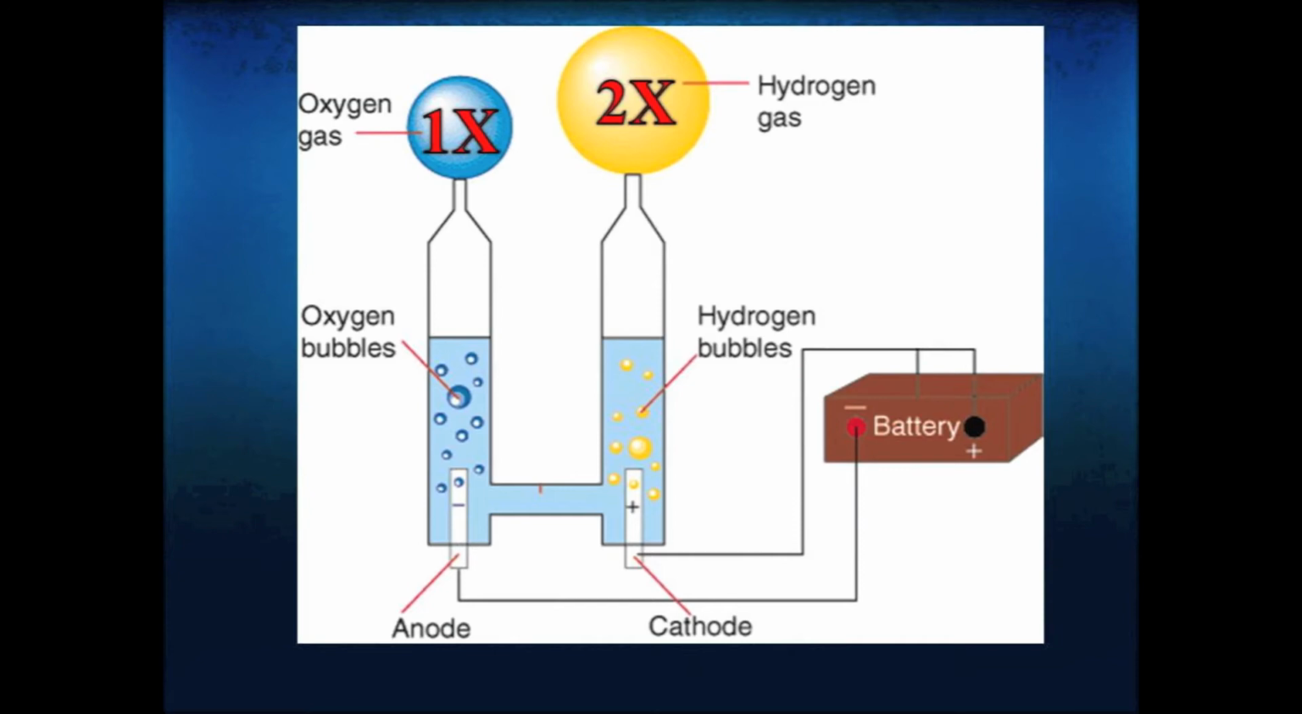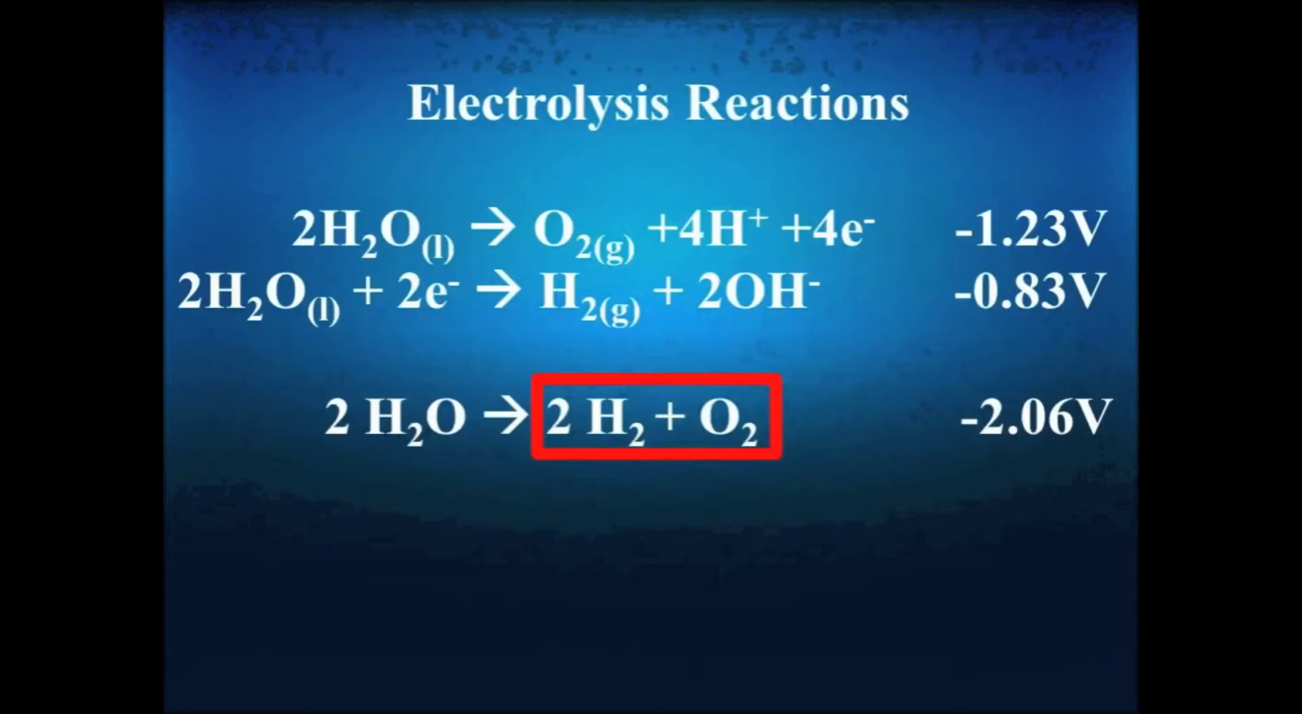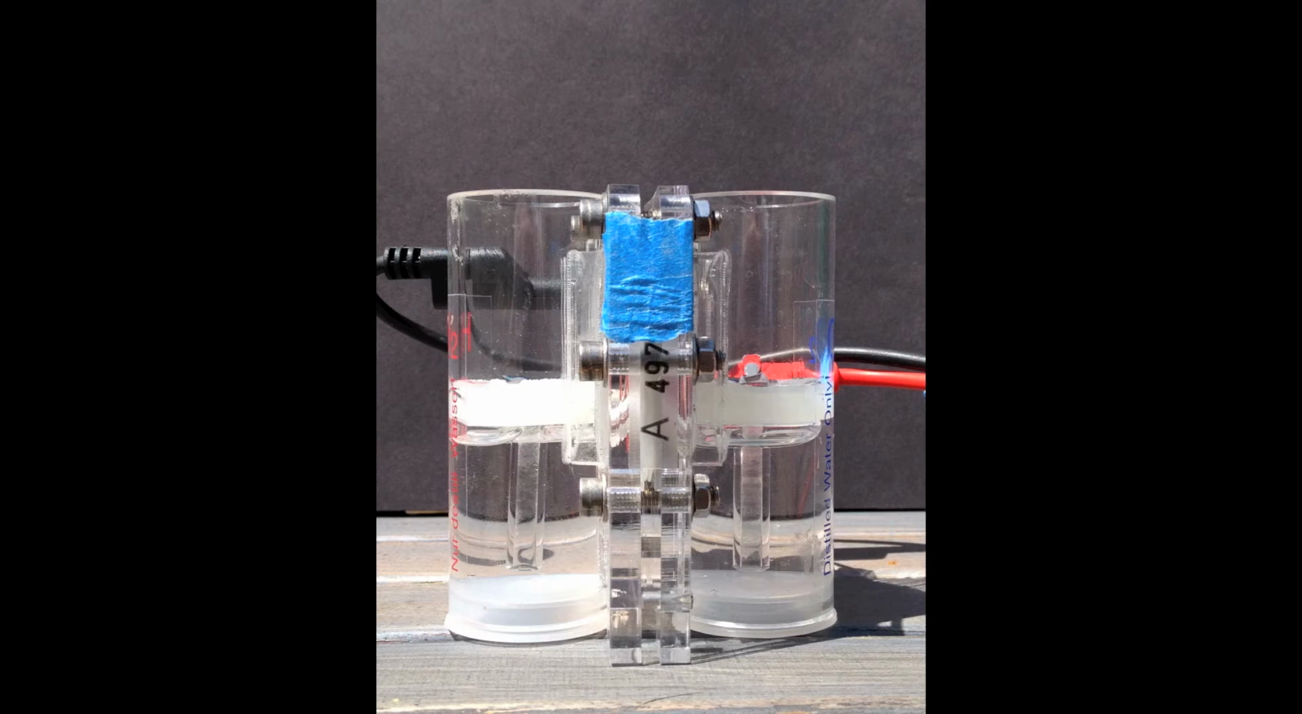If you notice, there are 2 times as much hydrogen gas as oxygen gas. This is because of the overall reaction. There are 2 moles of hydrogen produced for every oxygen. And here's a recap of our electrolysis experiment. We took a picture every minute, and the experiment took 8 minutes for all of the hydrogen gas to form.